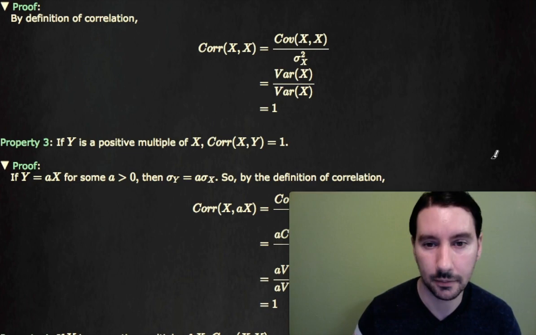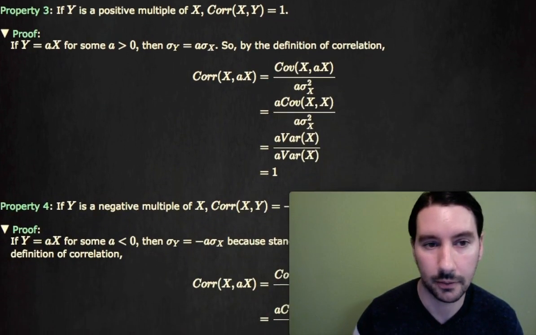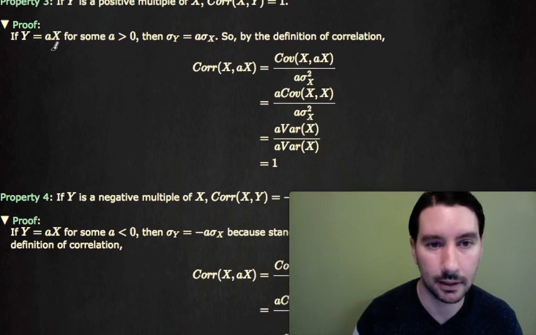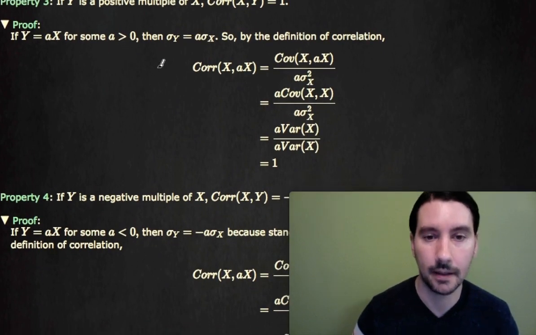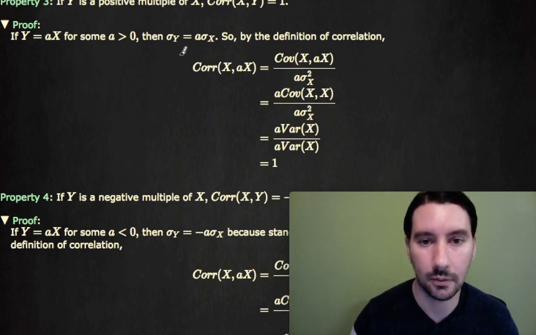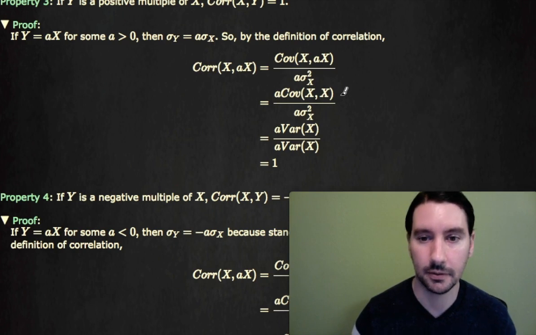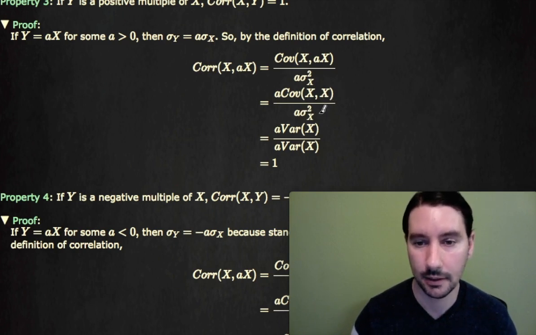If y is a positive multiple of x, the correlation is 1 also. In other words, if y is 2x or 3x, so if y is ax for some a bigger than 0. In this case, we've shown before that the standard deviation of y is just a times the standard deviation of x. So using the definition of correlation, we have x and ax. The a can come out, so we have a times the covariance of x with itself divided by a times the standard deviation squared, and again, both of these are the variance, so it's a times variance x over a times variance x, which is 1.